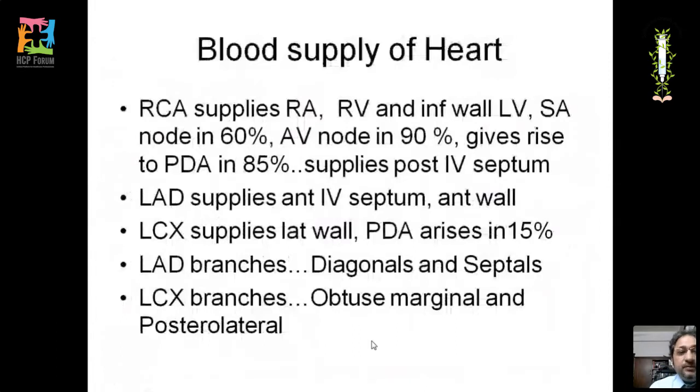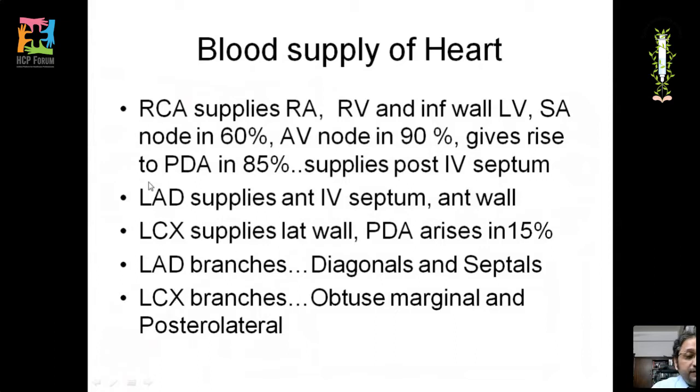Next, we come to the blood supply of the heart, because this is very important. You will understand, when a particular artery is blocked, which part of the myocardium will be affected. So the right coronary supplies the right atrium, the right ventricle, and the inferior wall of the left ventricle. The SA node in 60% of cases, the AV node in 90% of cases, and it also gives rise to the PDA in 85% of cases, which supplies the posterior interventricular septum. So right coronary occlusion will lead to either RV or inferior wall infarct, and in all these infarcts, it is very common to find AV block, because in 90% of cases the supply comes through the right coronary artery.